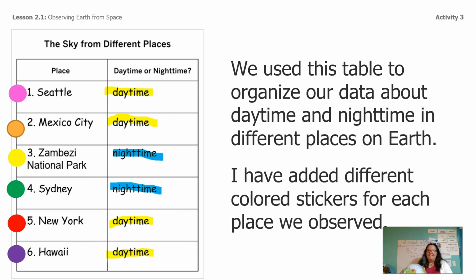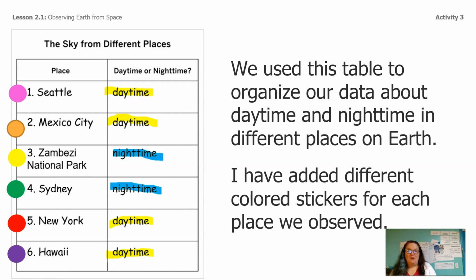So what I did is I took our sky data from different places and I put little colored dots next to each place. And then I put those colored dots right on my globe. So there's hot pink for Seattle and orange for Mexico City. Okay, so I put a dot on each place we observed.